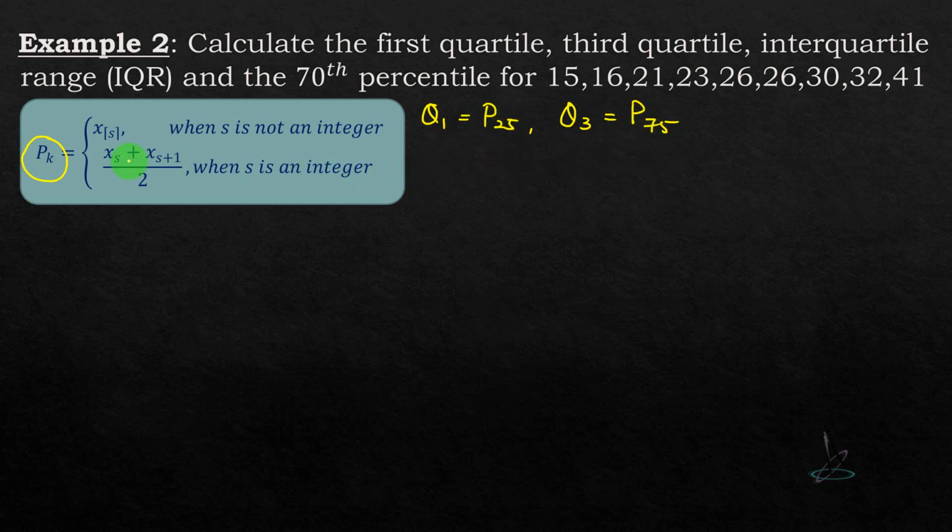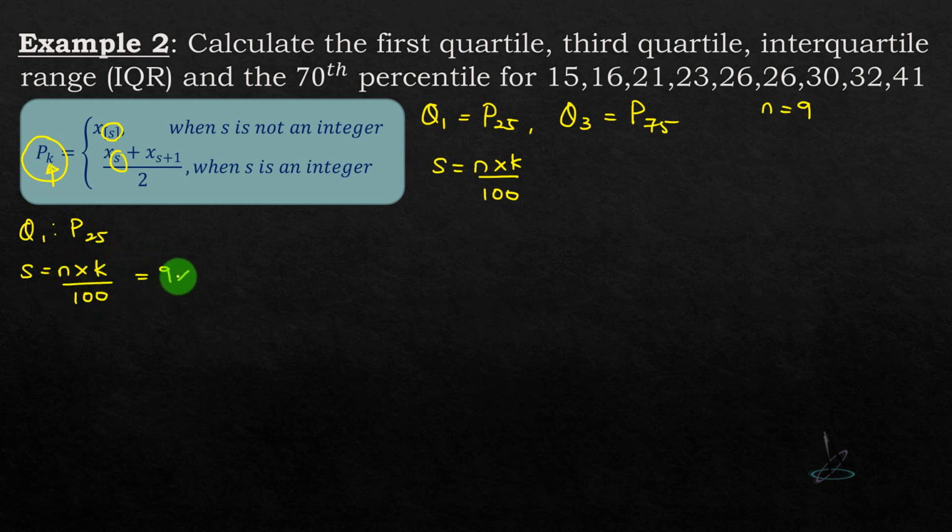For the formula, as you can see over here, we have a K, and then we have S. The formula for S is N multiplied with K over 100. Read the number: as we can see, we have 9 digits, so the number of data is 9. Let us calculate the first quartile, which is P25. S is N multiplied with K over 100, so this is 9 multiplied with 25 over 100. By using our calculator, this is 2.25.